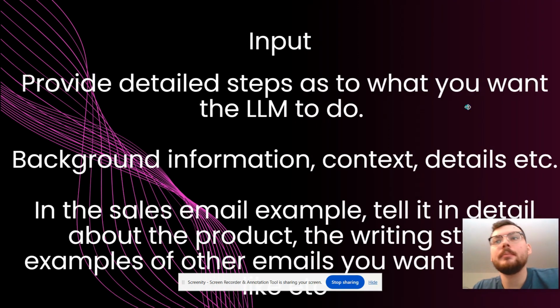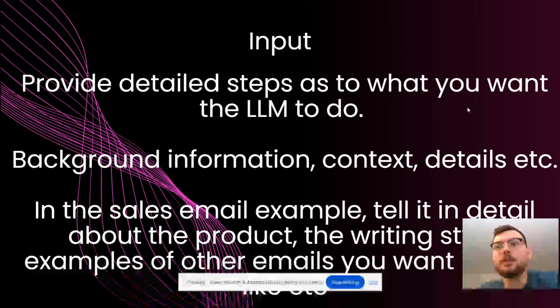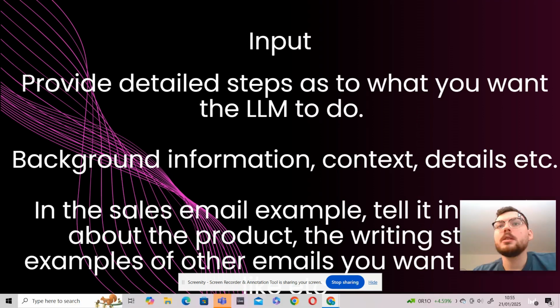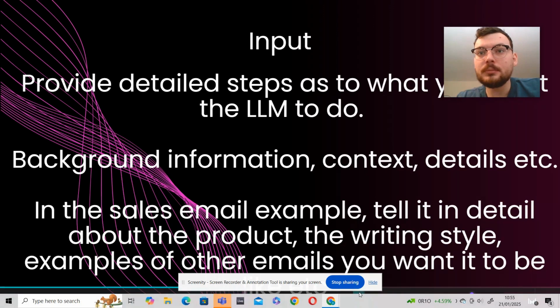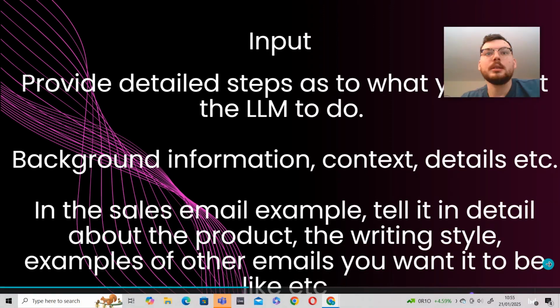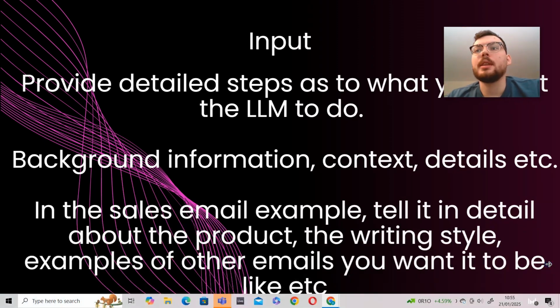Next up, we've got input. That's where you essentially give it all the information it needs to do what it has to do. Provide information, context, details, data, all that kind of thing. So, for example, to continue the sales email example, you can tell it in detail about the product, the writing style. You can provide examples of other emails you want it to be like, etc.